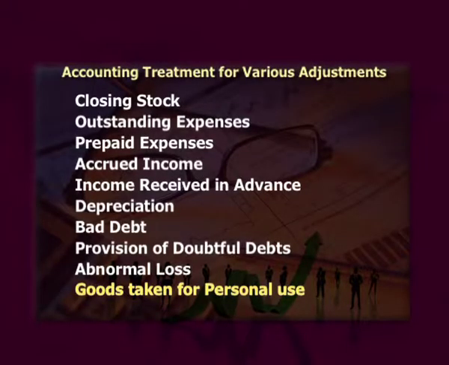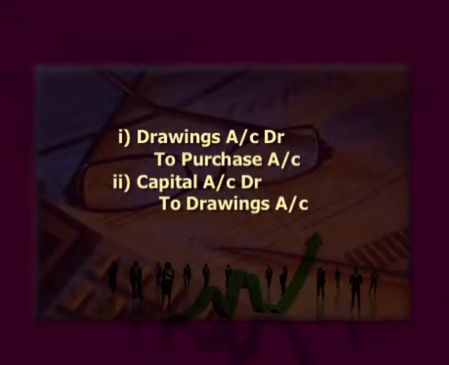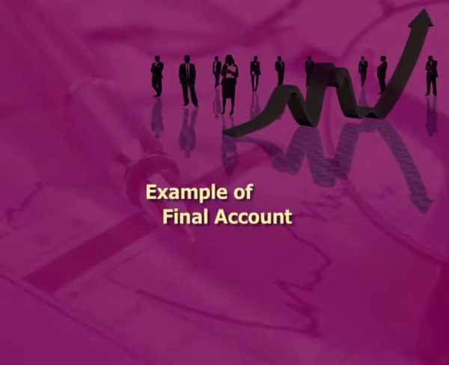Goods taken for personal use: when the proprietor withdraws goods from his business for personal use. Adjustment entries are drawings account is debited to the purchase account, capital account is debited to the drawings account. And how does it affect final accounts? Deducted from purchases in trading account or deducted from capital in the balance sheet. Now let us see an example of final accounts with adjustments and see how it is solved.